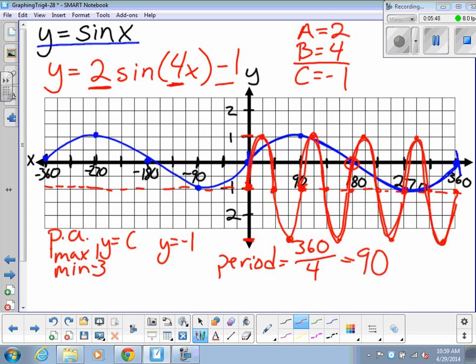So this is just a quick refresher on how to graph sine functions. It would be the exact same thing if we had said cosine, except the whole graph would look like it was shifted 90 degrees to the left.